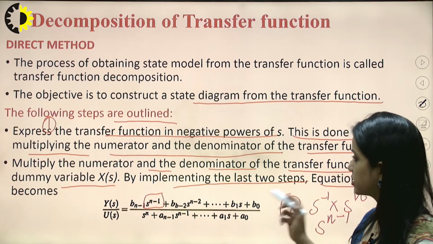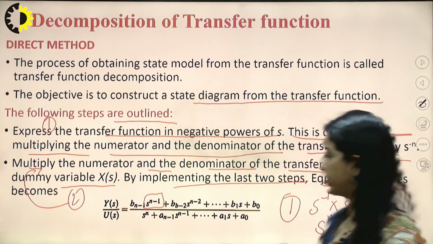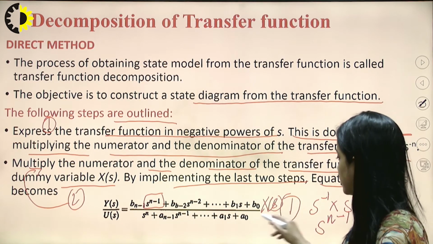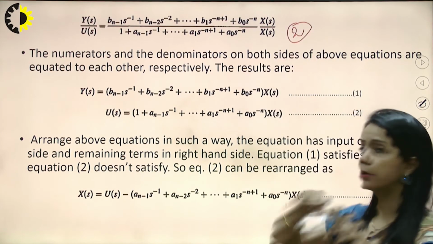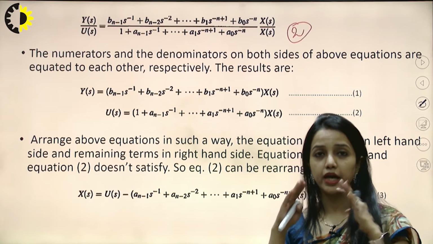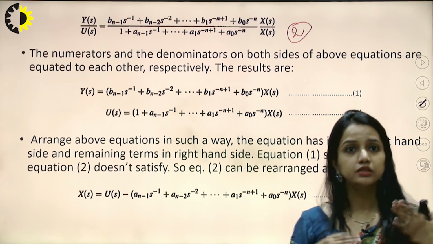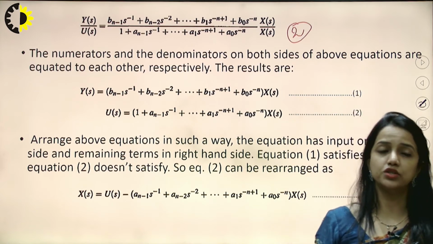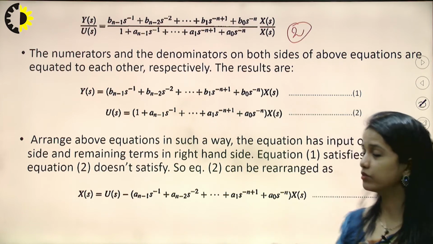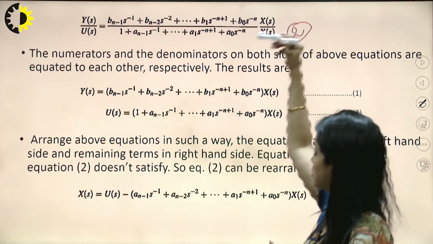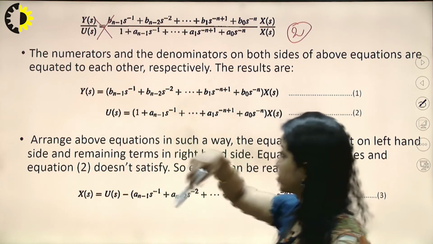Now, the second step, which is this one, is multiplying and dividing by the dummy variable xs, here and here. This is the second step, multiplying and dividing by xs, that is a dummy variable. The numerators and the denominators on both sides of the equations are equated to each other respectively, and the results are, so we'll be having two equations. So first ys into this and then us into this.